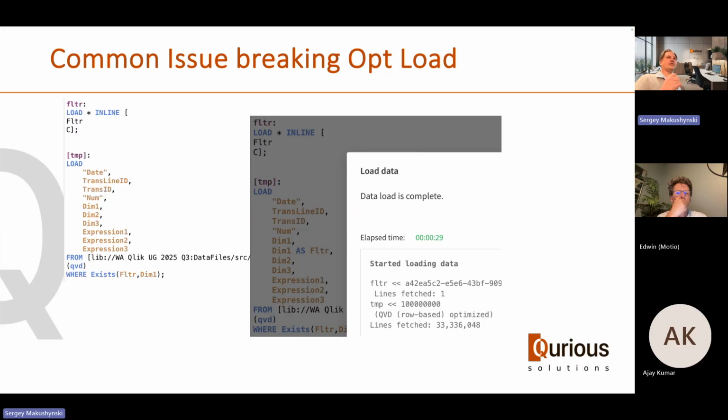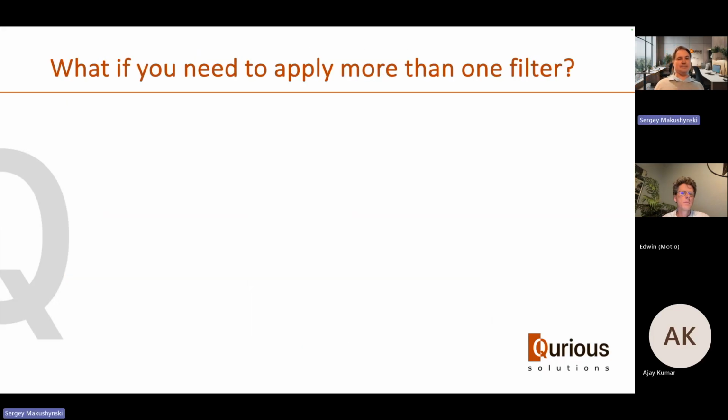Actually, I usually do it differently. I rename the field in an input data set and just use where exists with the existing field, but it doesn't matter. So the rule is that both fields should exist in the data set. As long as the rule is met, you get good performance. Next one. What if you need to apply more than one filter?